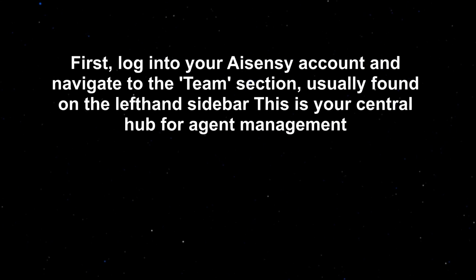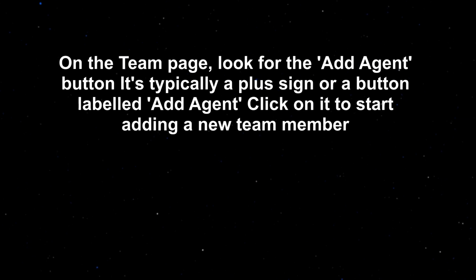First, log into your Aisensy account and navigate to the Team section, usually found on the left-hand sidebar. This is your central hub for agent management. On the Team page, look for the Add Agent button. It's typically a plus sign or a button labeled Add Agent. Click on it to start adding a new team member.